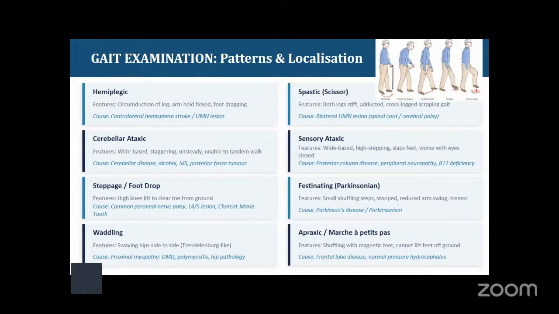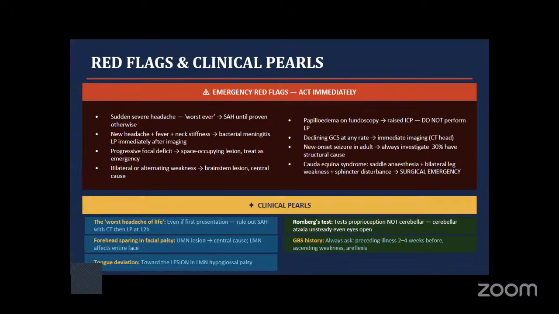Spastic movements in patients who have bilateral upper motor neuron lesions, spinal cord lesions. In sensory ataxias, you can assess the patient, they have a wide-based gait, high stepping, slapping of the feet on the ground, worsened with closed eyes. You can have Parkinsonian gaits with small shuffling footsteps, stooping of the body, basically the trunk, and reduced arm movements. And then apraxic gait, which is shuffling with magnetic feet. The patient cannot lift the feet off the ground in frontal lobe diseases.